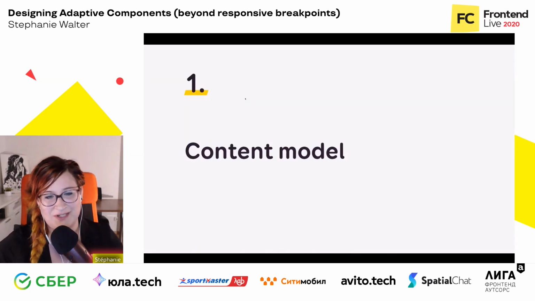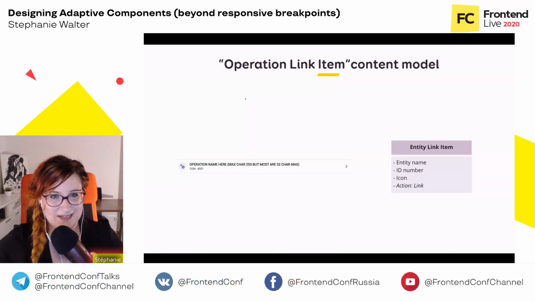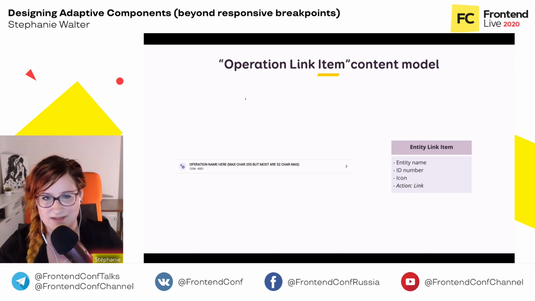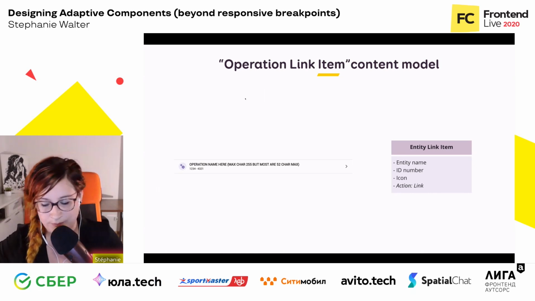Again, content modeling, understand your content. So let's take a kind of easier example. I needed to design this thing that we call entity link. It's a link that is going to open an operation in our system. And if I take a look at the content model, it has an entity name, an ID number, an icon, and it's globally a link. When you click on it, you open the operation. I had to design a list of those.